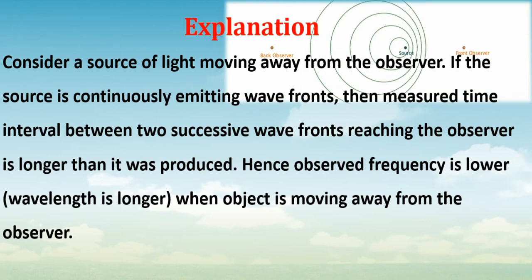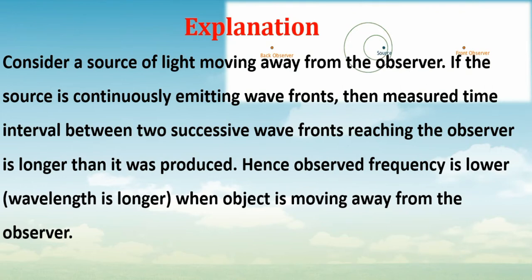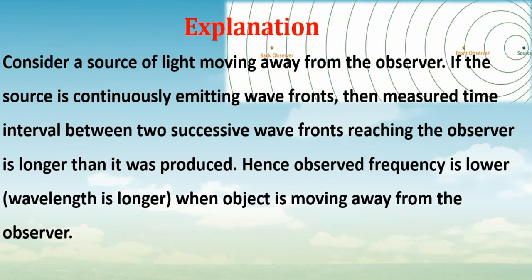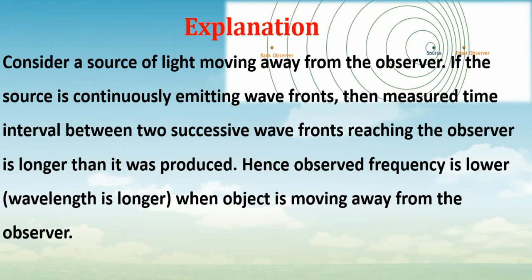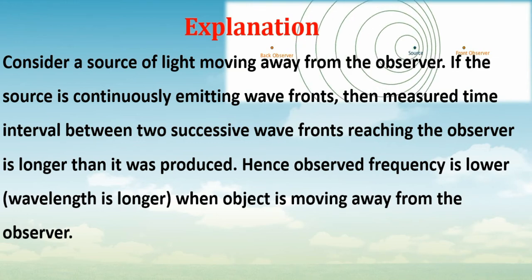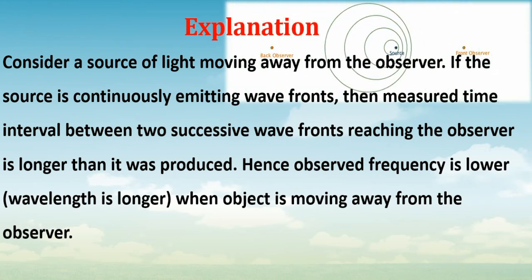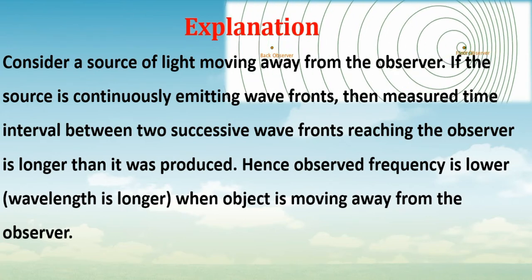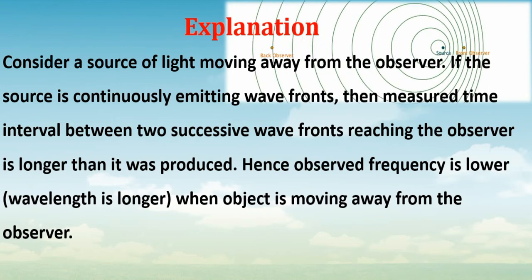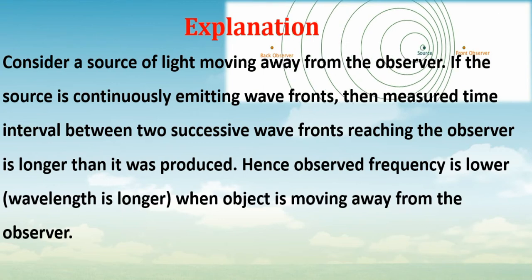So T is equal to 1 by mu. Mu means frequency. So they are inversely proportional. That's why as the time interval increases, frequency will be lower. This happens when the object is moving away from the observer. If the object is moving towards the observer, then the time interval between the two successive wavefronts reaching the observer will be shorter than it was produced.